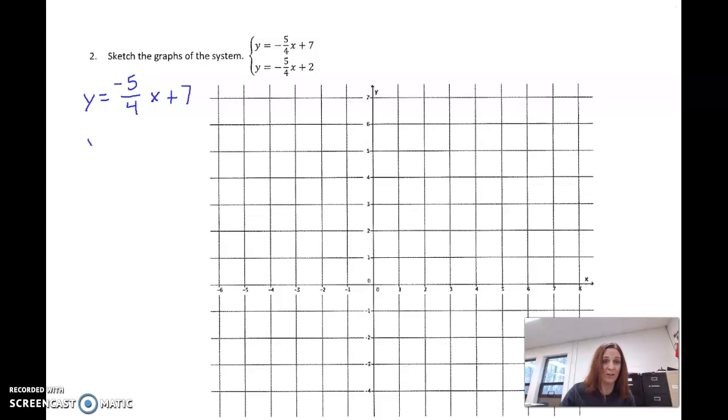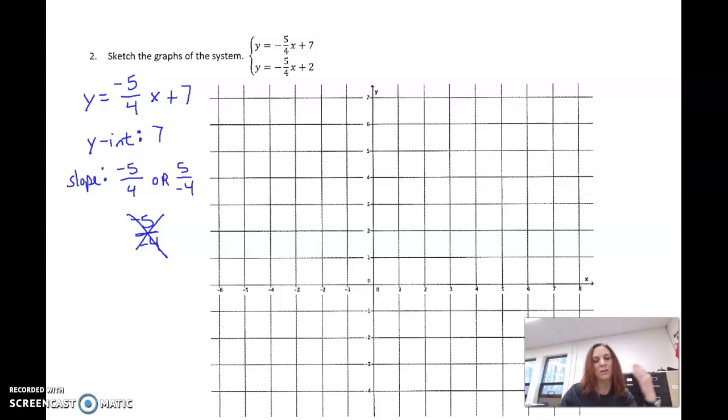We can say then our y-intercept is what's being added on, in this case, which is 7. And our slope is the coefficient of x. It's negative 5/4. You can write it as a negative 5/4 or a positive 5 over a negative 4. I'm going to show you why you can do it either way. But what you cannot do is make them both negative. Here's the reason why. If you take a negative and you divide it by a negative, it becomes a positive. This is not a positive slope. Don't do that. Either put the negative up top or on the bottom. Okay? So let's graph it.